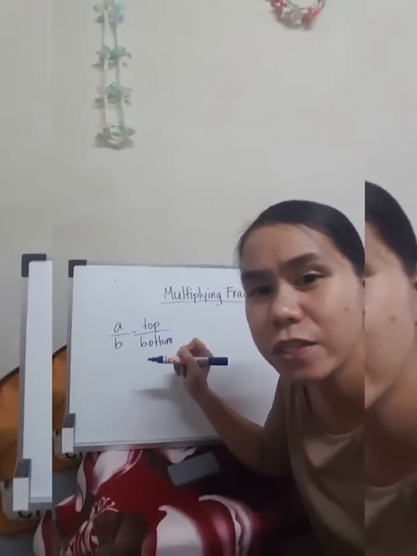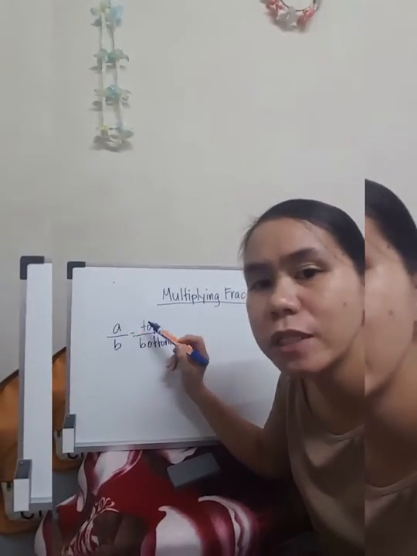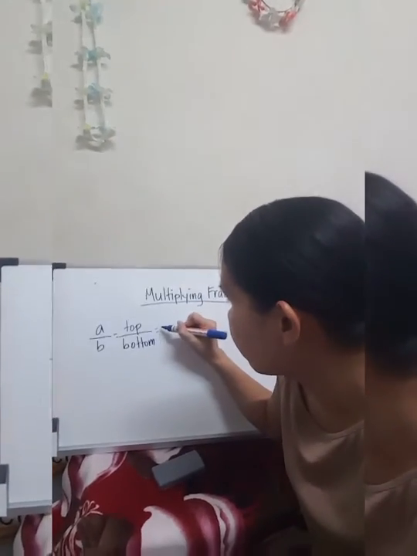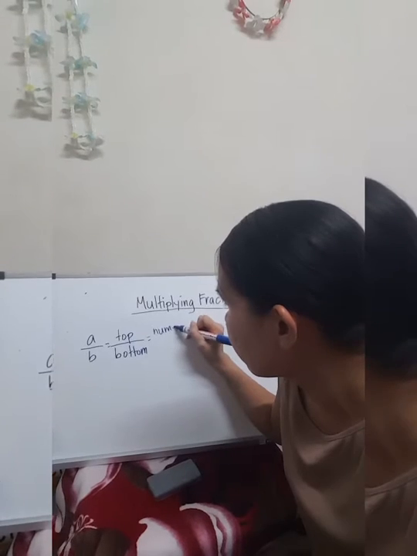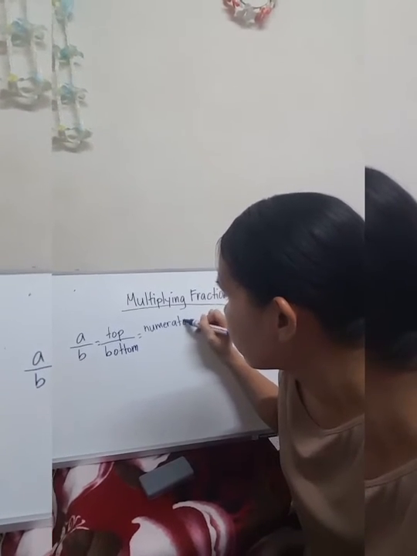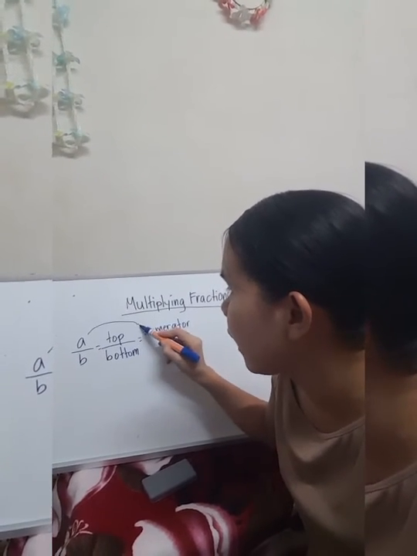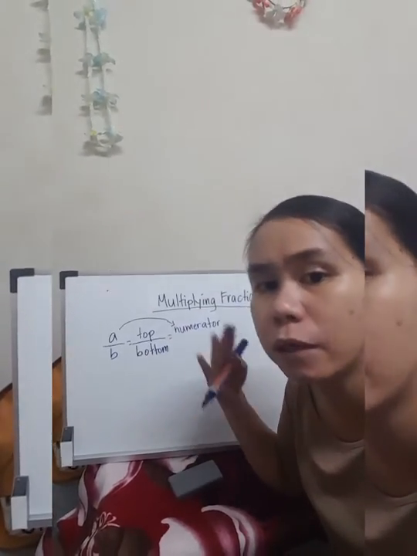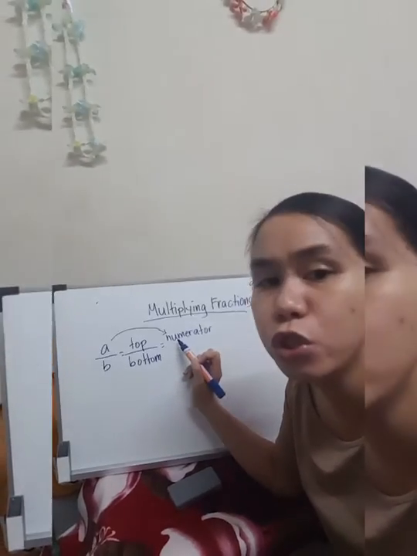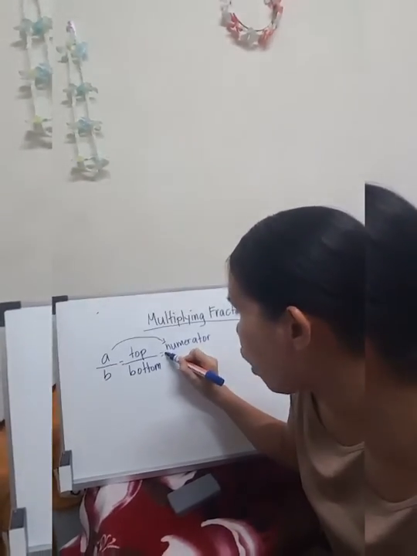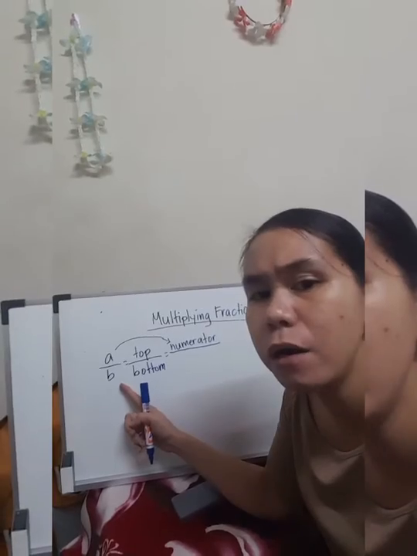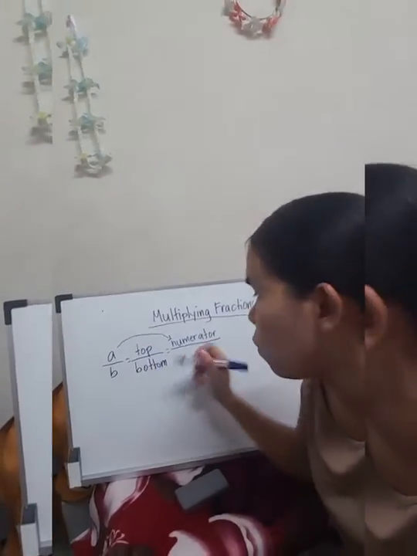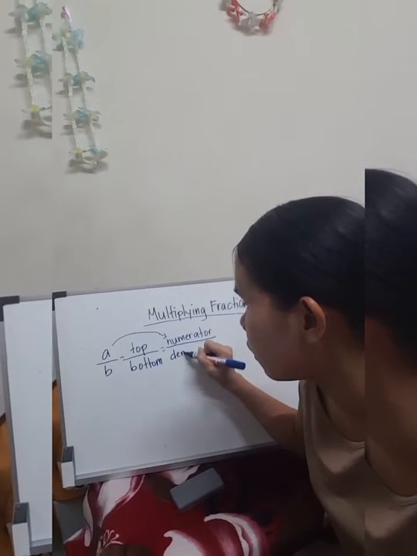In mathematics, the upper number or the top part, this is what we call the numerator. Again, the number in the top part of the fraction, the upper number, this is what we call the numerator. Then the number below or the bottom part of the fraction, this is what we call the denominator.